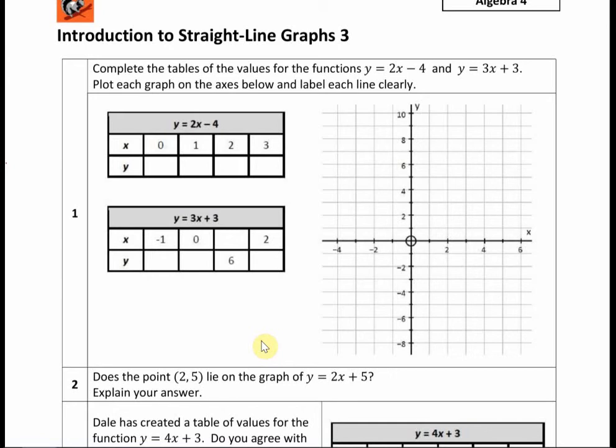Okay, on to page 11. We've got some more graphs to plot here, and they've given us some tables to figure out the coordinates for.